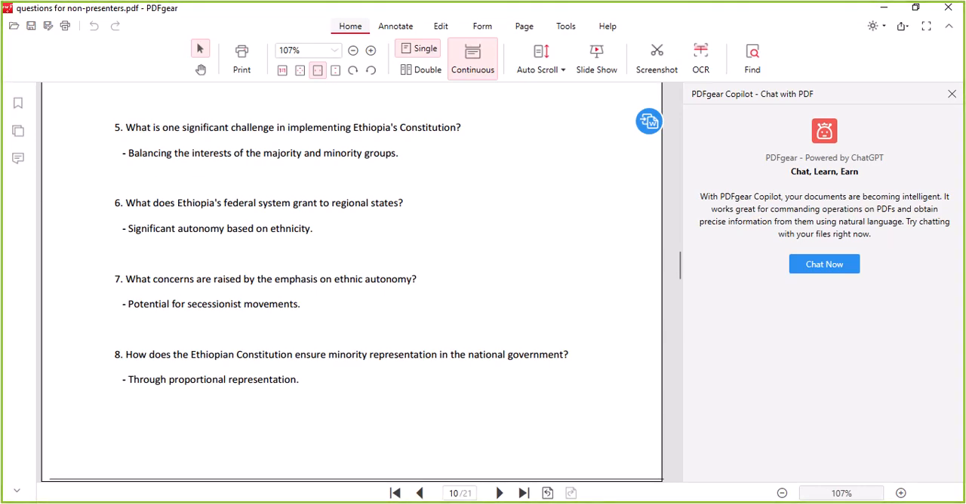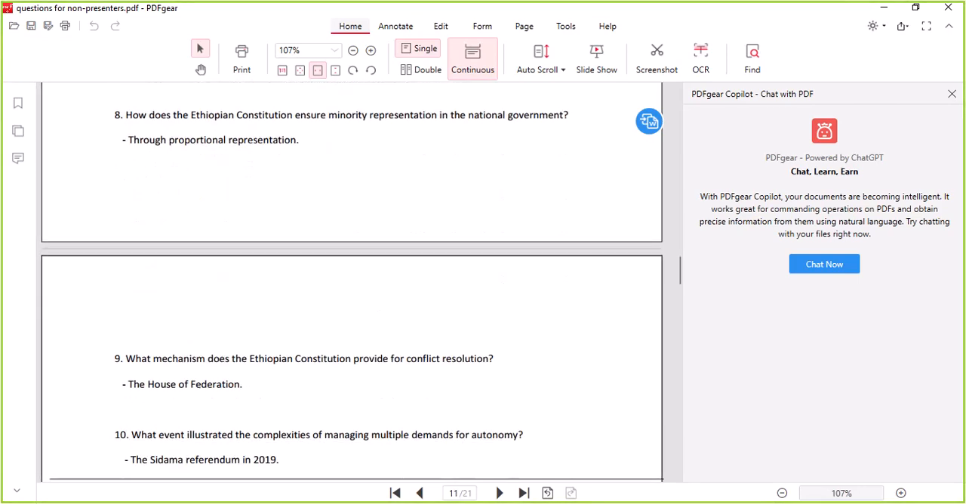How does the Ethiopian Constitution ensure minority representation in the national government? By reserving the seats. Seats, yes, proportional. Third question: what mechanism does the Ethiopian Constitution provide for conflict resolution? Conciliation, constructive discussions.